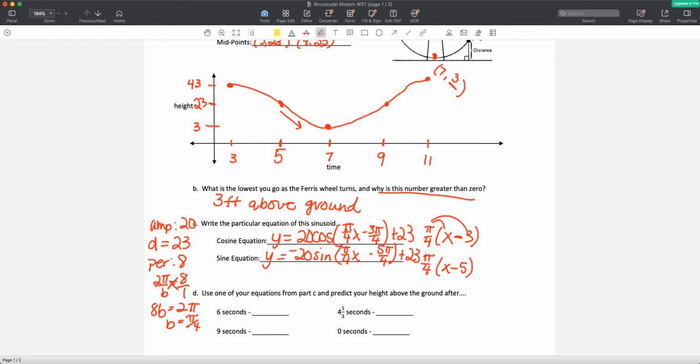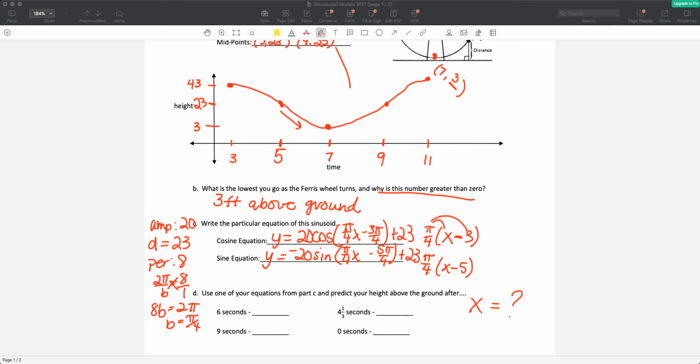All right, moving on to the next one, then it says use one of your equations. Well, honestly, it doesn't matter because the equations are the same. They give you the same graph. So use your equations to predict the height above the ground after 6 seconds, 9 seconds, 4 1/3 seconds, or 0 seconds. Okay, so these are all seconds. These are times. So we're plugging all of these values in for x. So the only place I can do that would be when hitting trace. So we've already hit trace. I can hit it again.